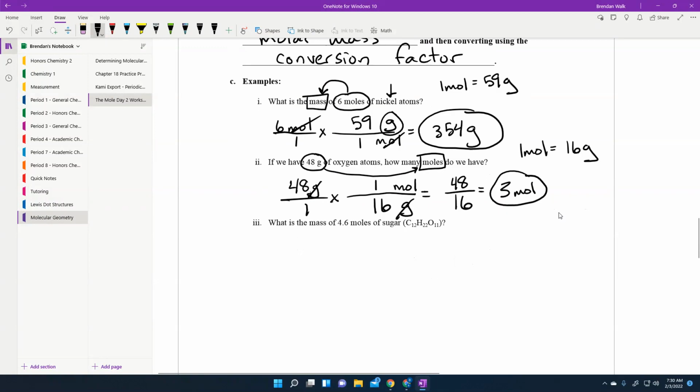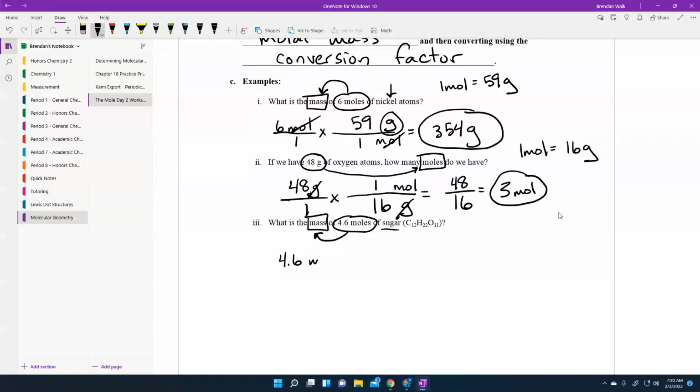For the third one, it adds kind of one little layer where instead of just giving us a particular atom like oxygen or nickel in the first two, it gives us a compound, sugar. But that's okay. If we know the formula, we can figure out the mass. It gives us 4.6 moles. It wants to know mass. We got to go from moles to mass. It's going to be similar to the first one.